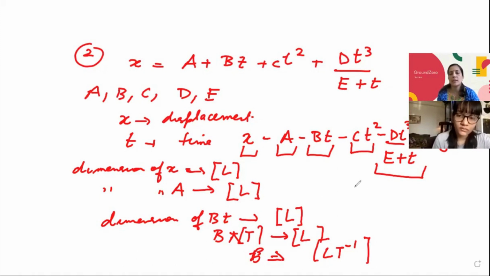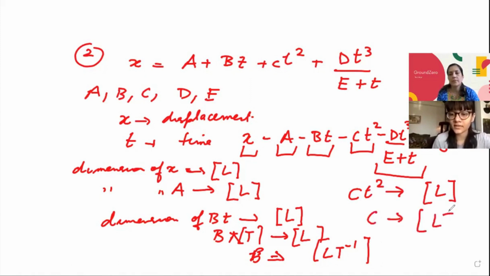Now what about C? CT square also has a dimension equivalent to L. So what is the dimension of C? L T minus 2. Okay, done. Now how will you calculate D and E? Since we are adding E and T, their dimension should be same. Two physical quantities being added must have the same dimension. So E's dimension will be equal to T.